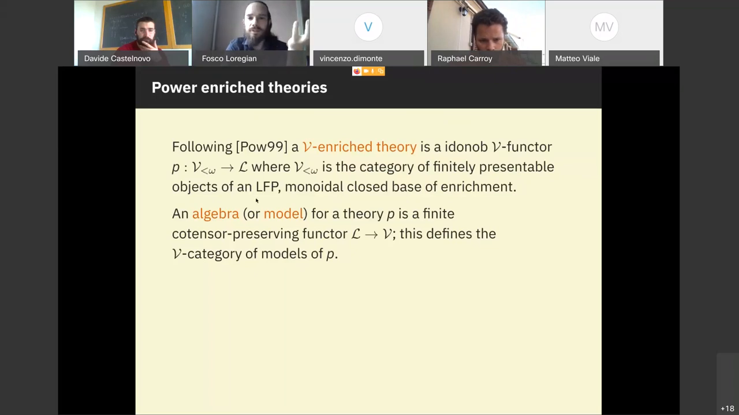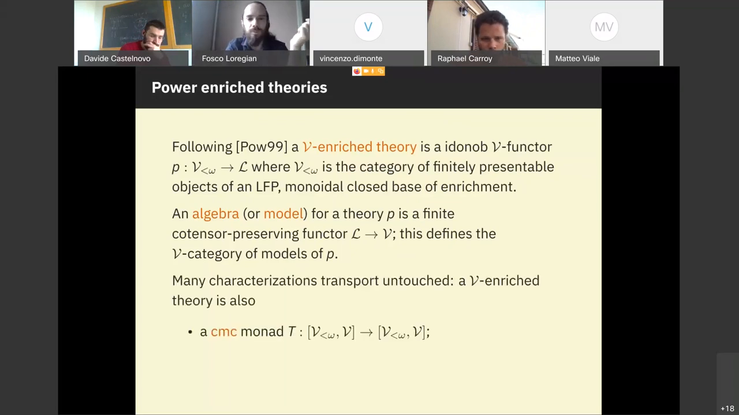Now, an algebra for the theory, or a model for the theory, is a functor from L to the base of enrichment. Again, if V is set, this is just a model. And this defines an enriched category of models, everything works, and all the implications that I showed you remain untouched, just changing the base of enrichment.